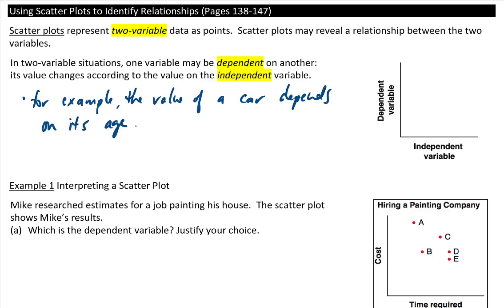So if we were to graph this, our independent variable, which is the age of the car, would usually be along our x-axis. And then the dependent variable, the value of the car, would be plotted using our y-axis. So typically we plot the independent variable on the horizontal axis, or the x-axis, and the dependent variable on the vertical axis.